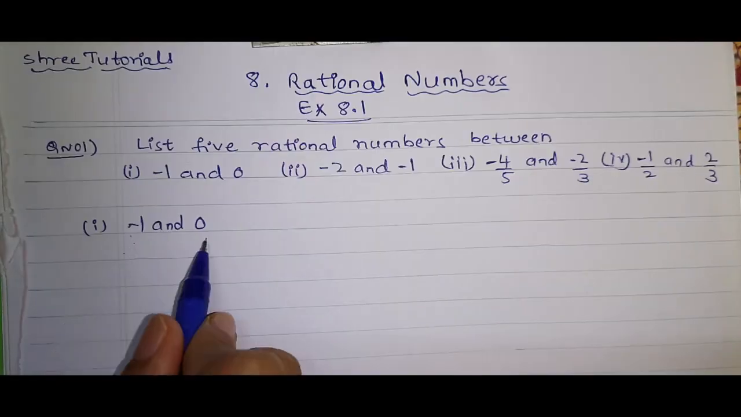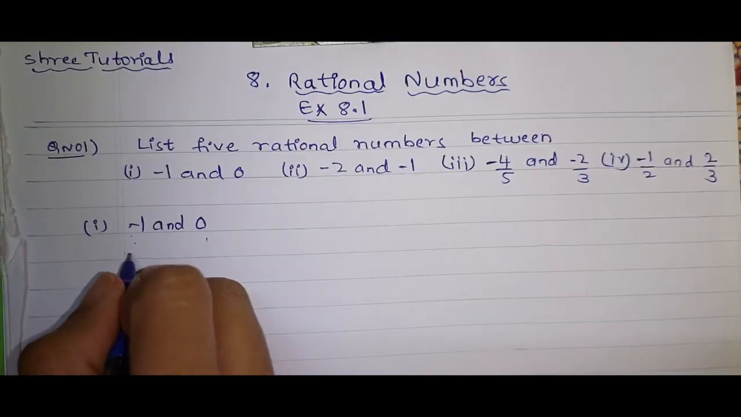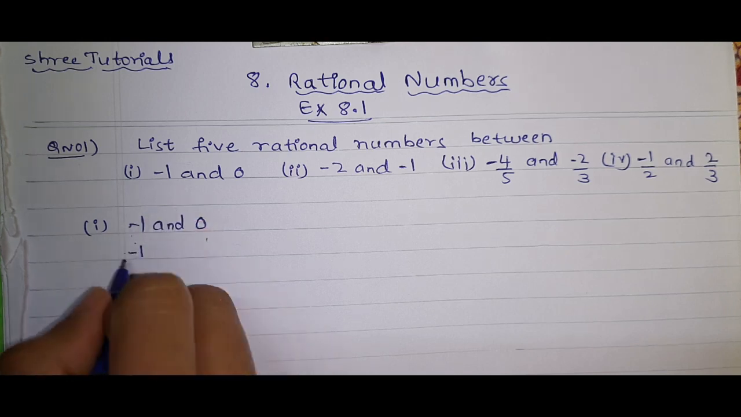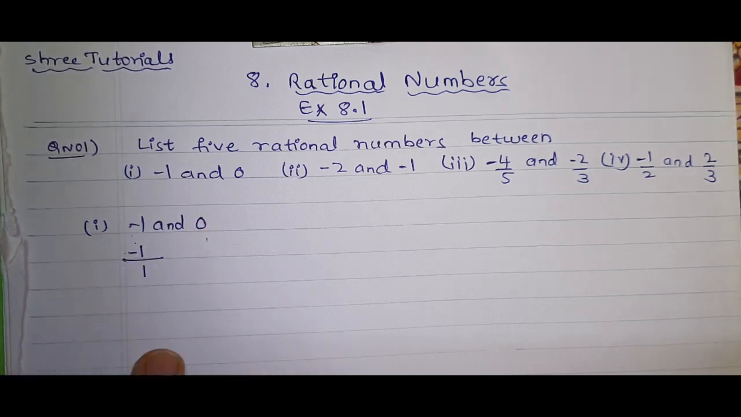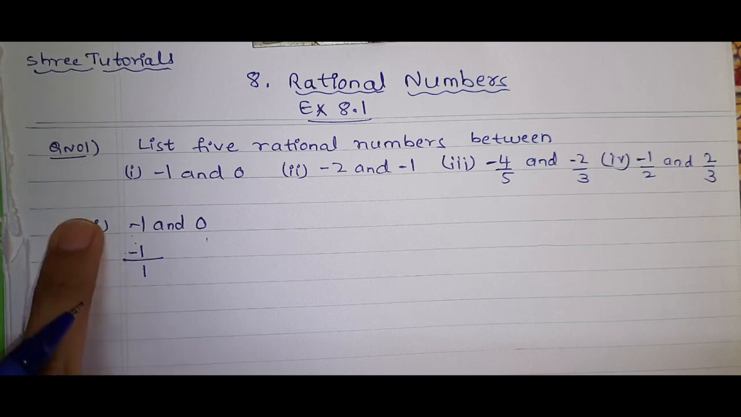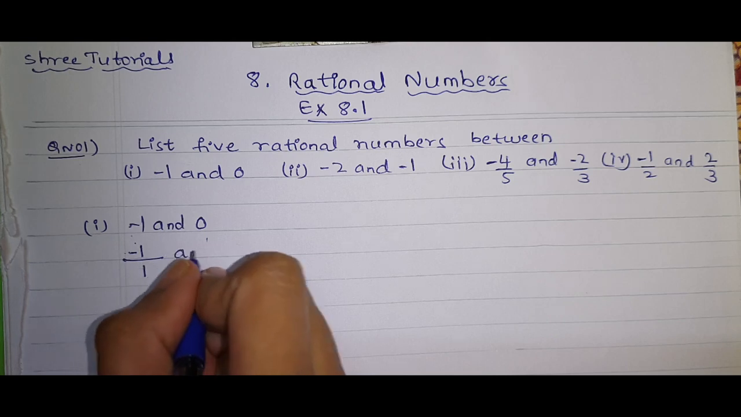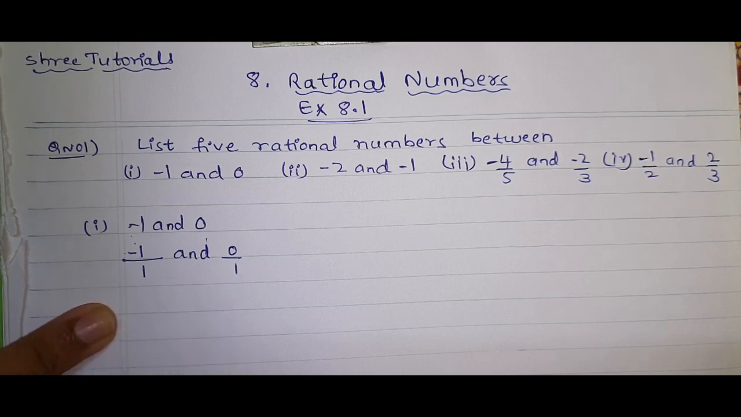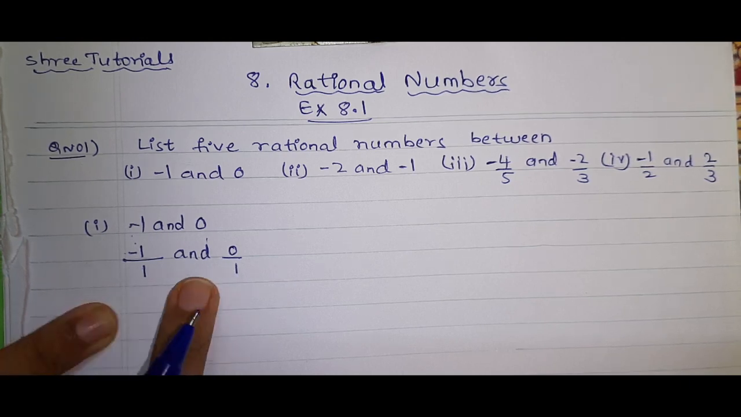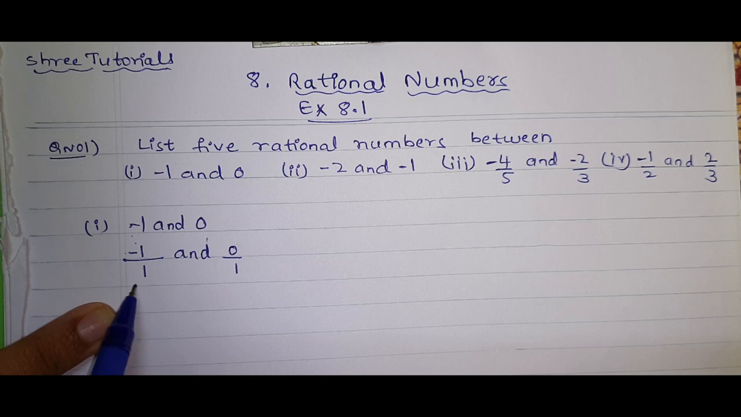Now, these are in the form of integers. Let me write this in the form of rational numbers. Minus 1 divided by 1. That means I am writing this in the form of p divided by q. Minus 1 divided by 1 is nothing but minus 1 itself, and 0 divided by 1 is nothing but 0 itself. Now I have converted these into rational numbers. Now I need to find the 5 rational numbers between minus 1 divided by 1 and 0 divided by 1.